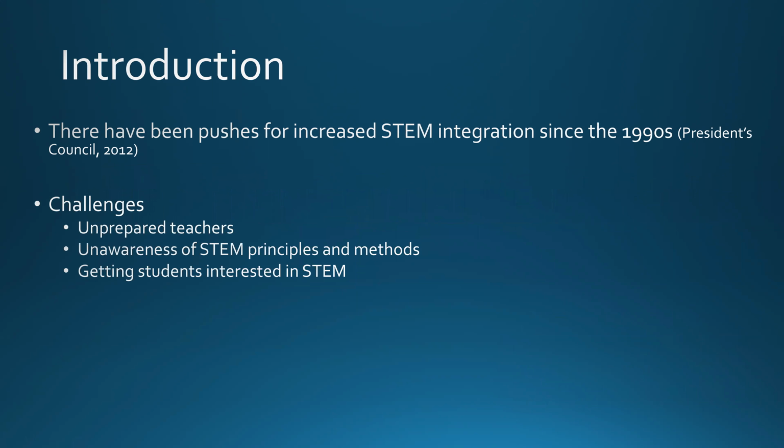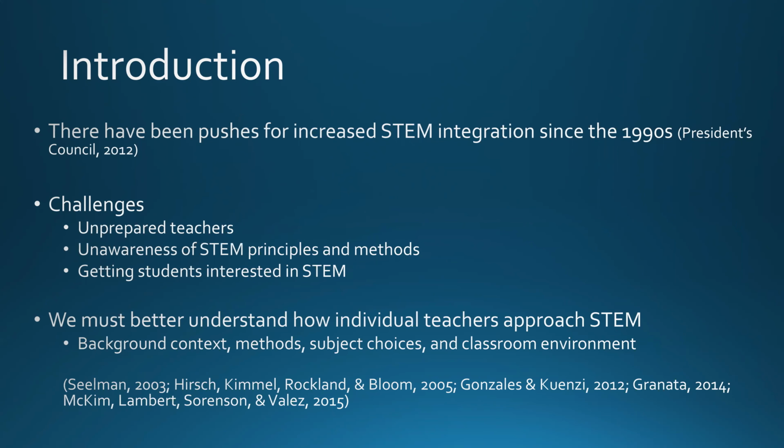subjects or who are unprepared to teach more rigorous and more difficult material. Teachers may also be unaware of the underlying principles that guide STEM education and different STEM education methods that are recommended. Finally, they may not know how to get students interested in STEM subjects, all of which can be a problem. If we are going to face some of these challenges, we need to understand how teachers approach STEM education. And so this may look at the context through which they view STEM, the methods that they use, the subject choices that they make, and how they run their classroom environment.